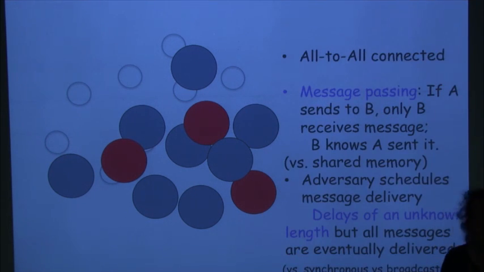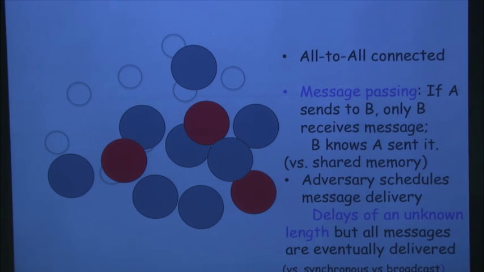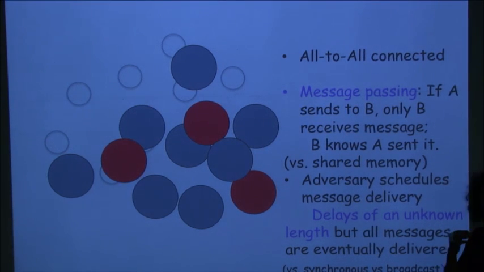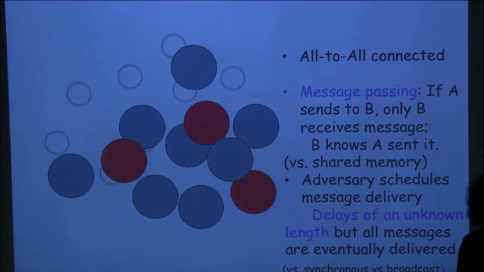Okay, so what about communications? For the purposes of this, all to all. So in other words, anyone can send a message to anyone else. And it's a message passing model, meaning communication is by A sending to B. When A sends to B, only B receives that message, and B knows that A sent it. Now there's another common model, shared memory. It's not point-to-point message communication. I'm not going to go into it, but it's different.